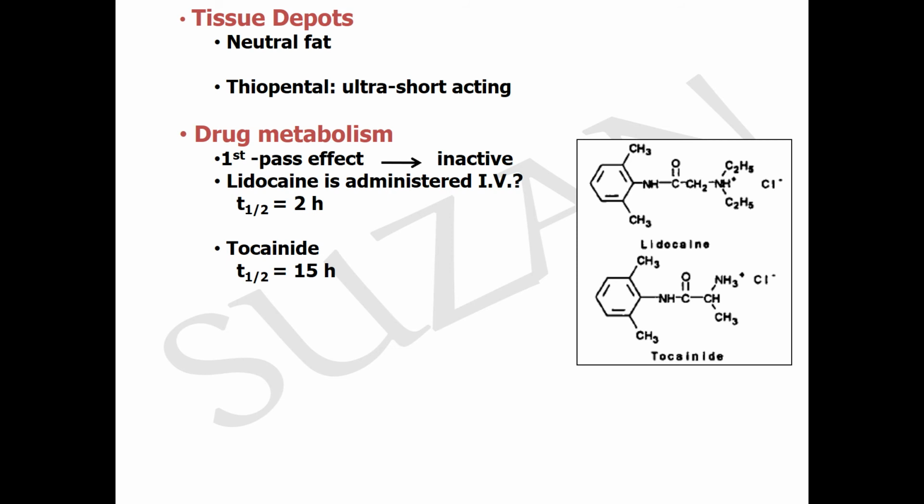A classical example of the significance of the first pass effect is lidocaine. Lidocaine is a local anesthetic, and is also used as an antiarrhythmic agent. This lidocaine cannot be given orally because it will be inactivated in the liver through the first pass effect to an inactive product, and therefore cannot be given orally. When it is intended to be used as an antiarrhythmic agent, it should be administered intravenously.